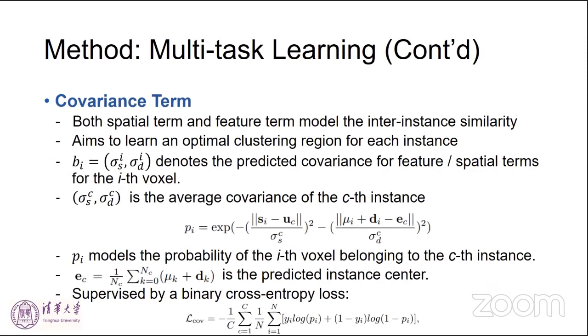For the covariance term, since both the spatial term and the feature term model the inter-instance similarity, the covariance term aims to learn an optimal clustering region for each instance by adaptively weighing these two terms. We use sigma S and sigma D for the predicted covariance for the feature and the spatial terms. We take the average and get the covariance for each instance, and then compute the probability of whether the ith voxel belongs to the cth instance. This term is then trained using a binary cross entropy loss.